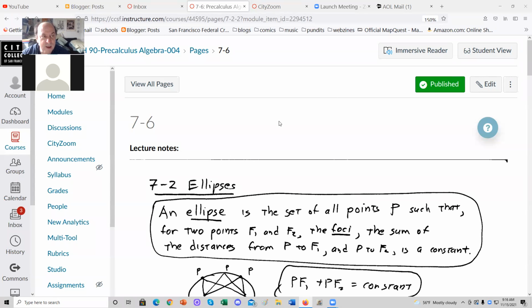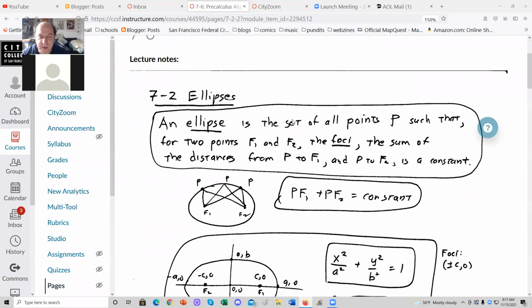We proceed. 7-2, an ellipse. Well, it's sort of like an oval circle. There are 2 points for a given ellipse, the focus 1 and focus 2, the foci. And the rule is that for any point P on the ellipse, the distance from P to F1 plus the distance from P to F2 is a constant.